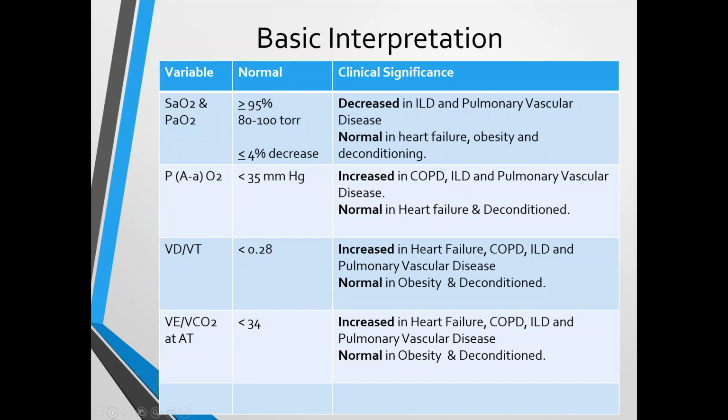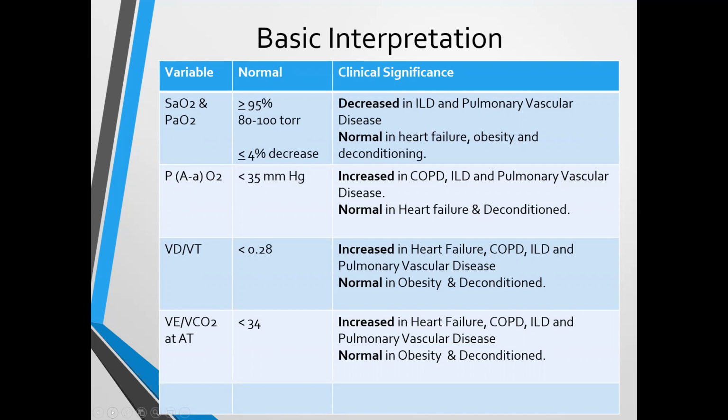So if someone is normally sat at 98 or 99% breathing room air, which is what you might expect, there's about a 4% decrease. So maybe it goes down from 98 to 96 or 95. You'd expect that change. But if it's going down to 88, and it's a good number, an accurate sat, then that gives you some clinical significance.